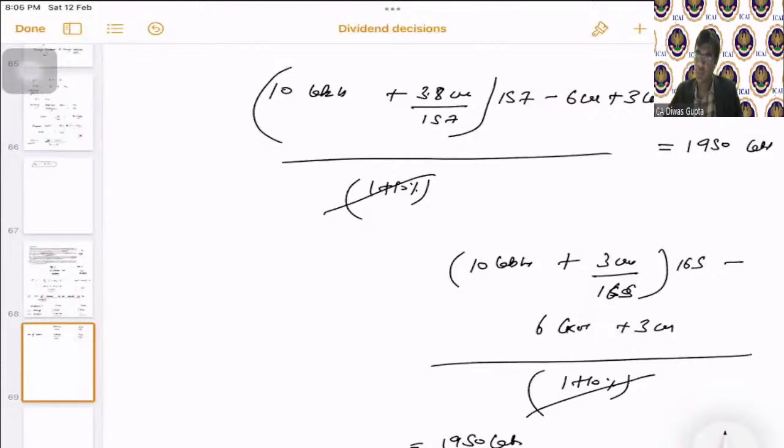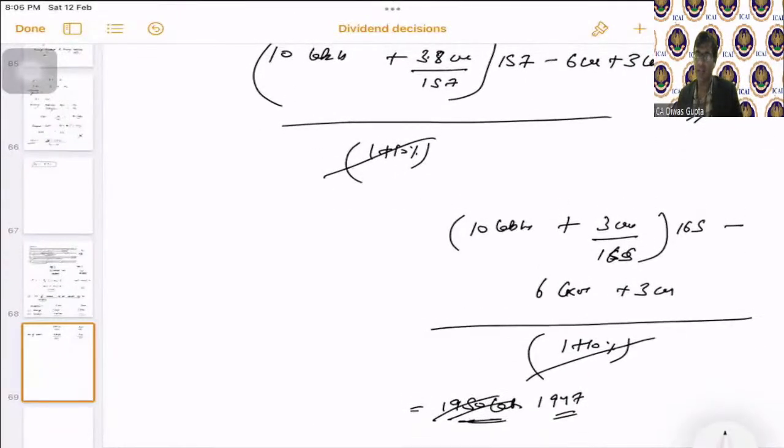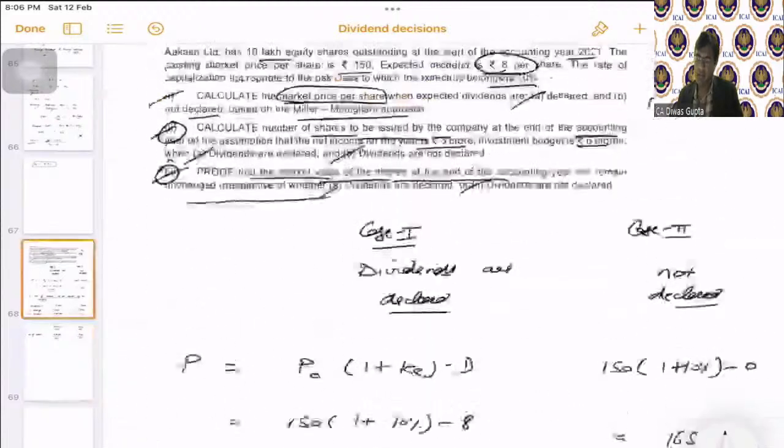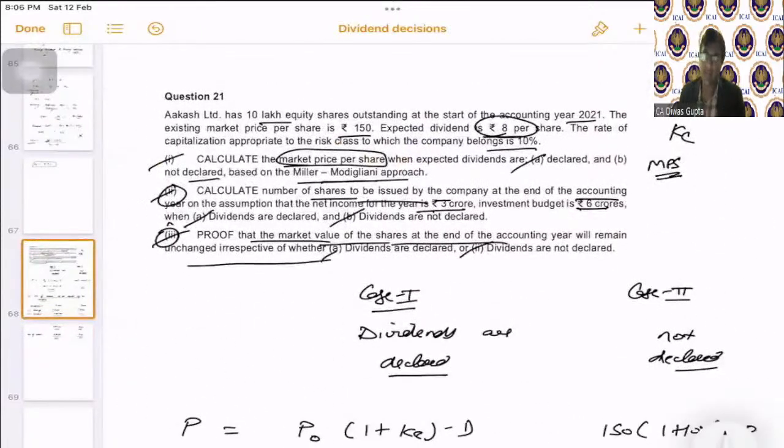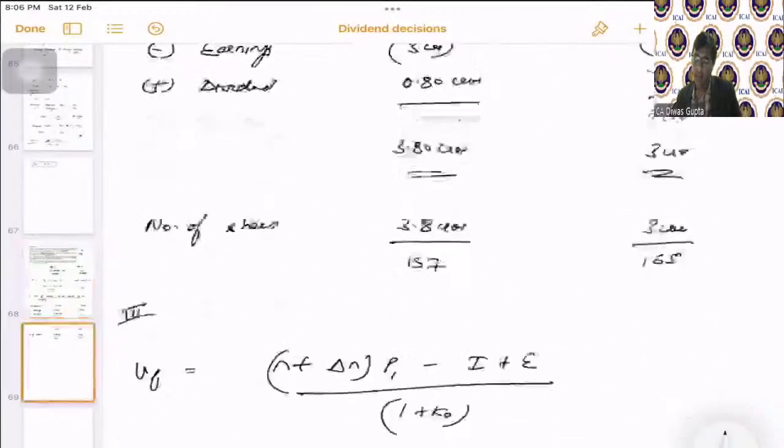And also, students, one more thing. Actually, it is not 1950. It will come as 1947. And this one also is 1947. Right? So, this comes as 1947. However, the question is actually framed in such a manner that they're asking us the market value. Right? Market value of the shares.